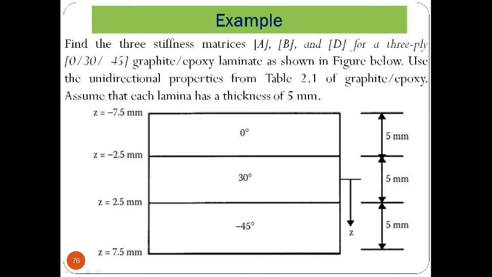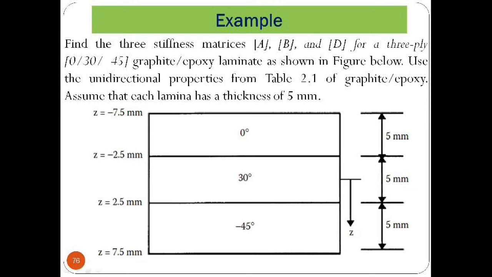So this is required, given that which type of material is going to be used in order to fabricate this composite. So graphite and epoxy laminate is there. With the help of graphite and epoxy laminate, we have to use unidirectional properties, and which are to be taken out from table number 2.1.